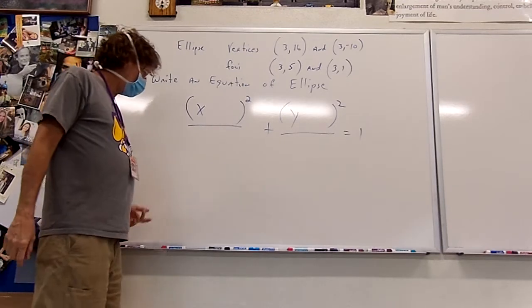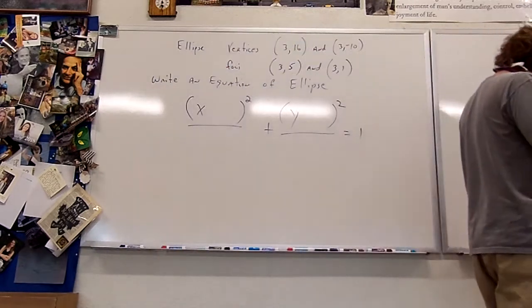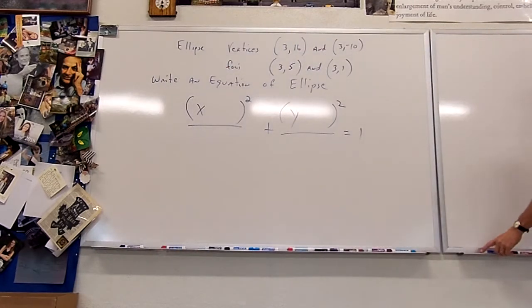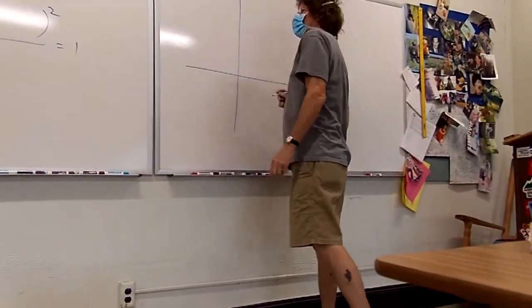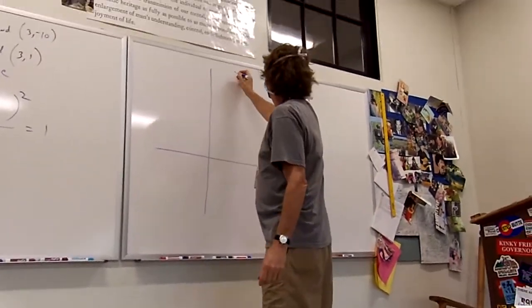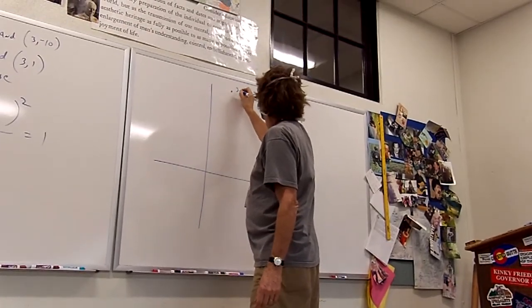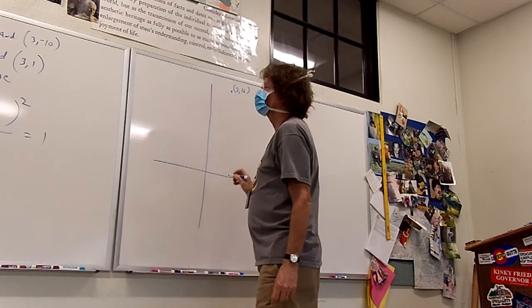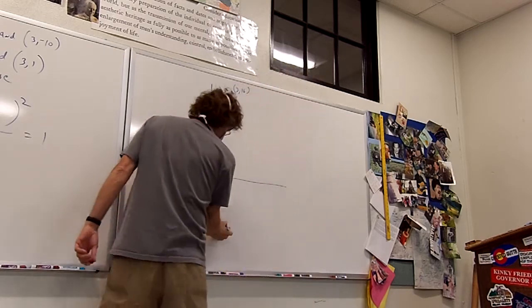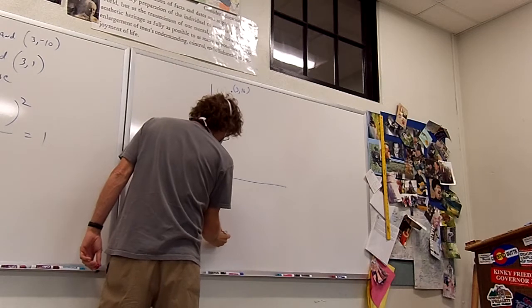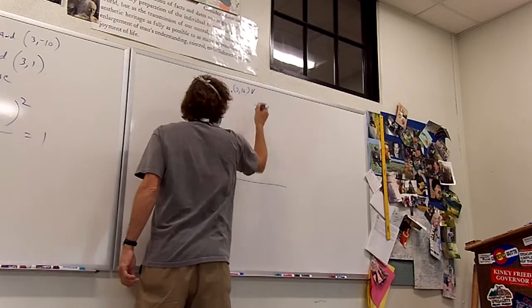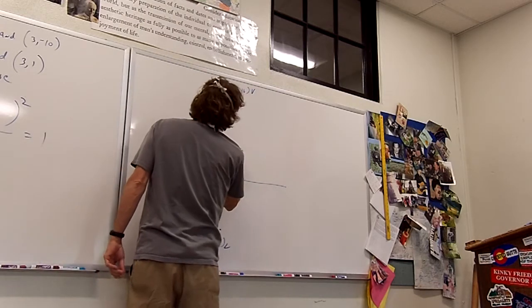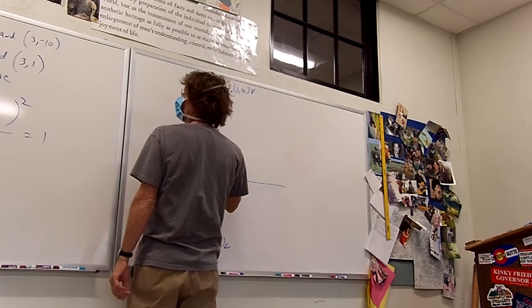Now, how I work them is I make me a little sketch. I put 3, 16 here, and that's a vertex, and 3, -10 down here. And then I know my foci are 3, 5. I'm going to put a V here, V here. Foci are 3, 5, which is just a little bit up, and 3, -3.